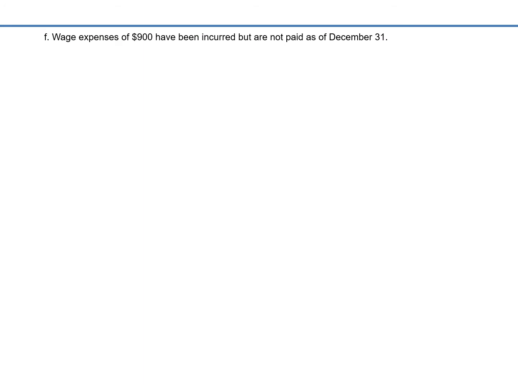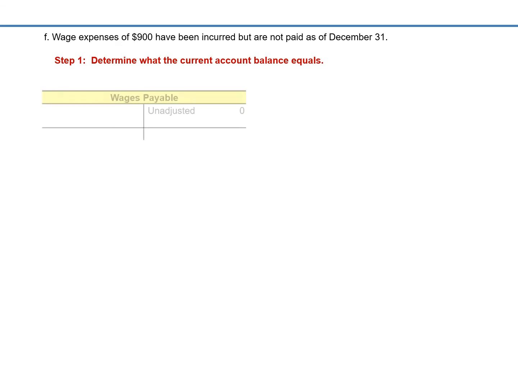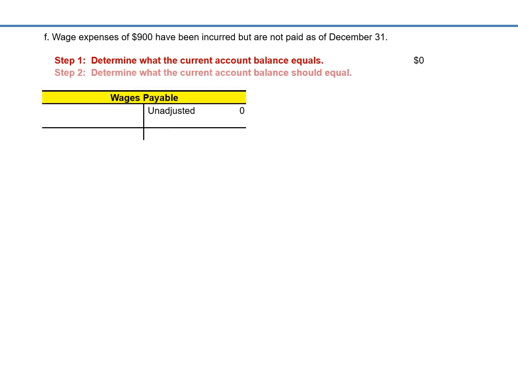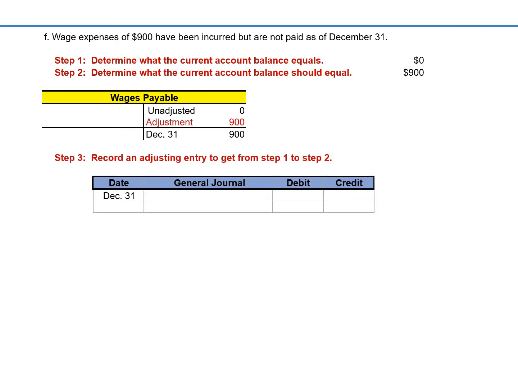Right, in Part F, wage expense of $900 had been incurred but not paid as of December 31st. So we need to record that expense and record the payable. So our balance currently in our wage payable is 0. Our balance needs to be $900. And so in order to increase a payable account, it's a liability, we credit. So we have a credit to wages payable for $900 and we have a debit to wage expense for $900.